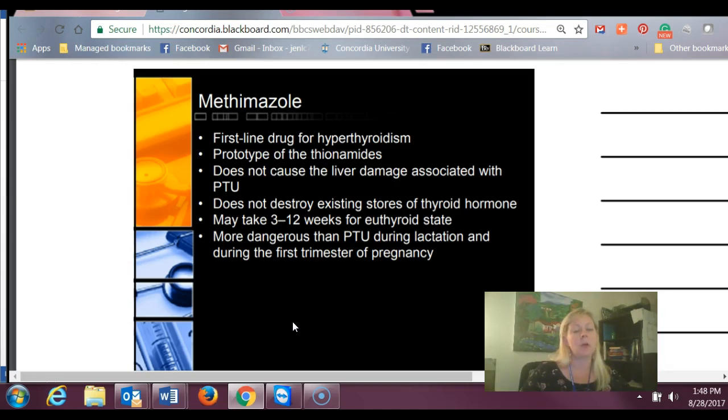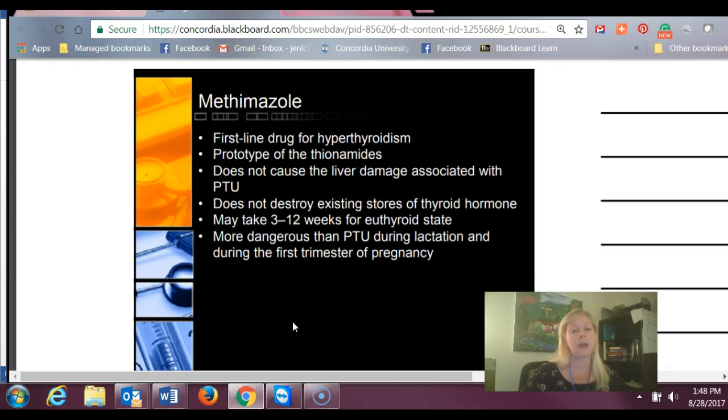Hyperthyroidism, Methimazole. It's the first-line drug for hyperthyroidism. It does not cause the liver damage associated with PTU. So PTU used to be the old drug, although PTU is given for people that come in with a thyroid storm or crisis, because that's the one that will work the fastest and it's made IV. But you have to watch the liver because that can be dangerous. So Methimazole is the most common one.